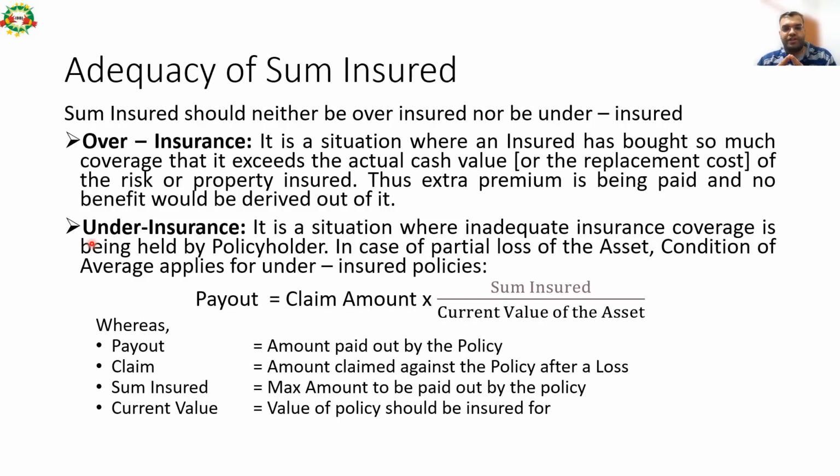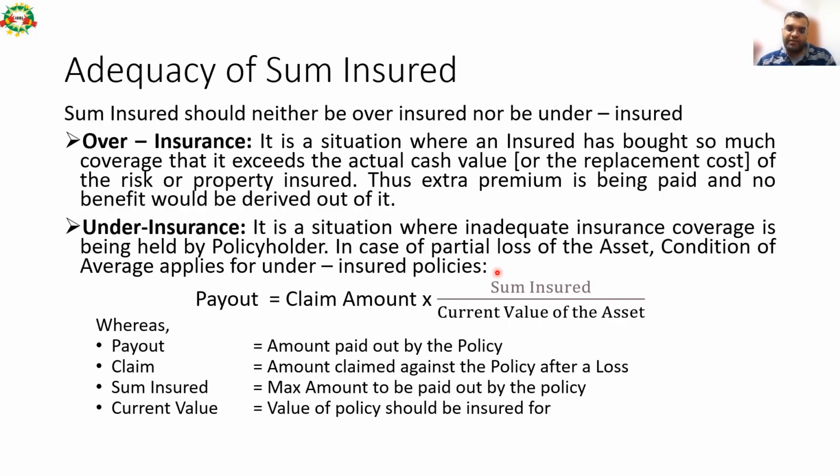So in case of partial loss of an asset, the condition of average applies under an under insured policy. We have already discussed the concept of average policy in previous slides, and we will see it in the next session with the help of an example also. The claim to be paid out by the company will be equal to the claim amount I have claimed, multiplied by sum insured divided by current value of the asset. It is called the under insurance quotient.